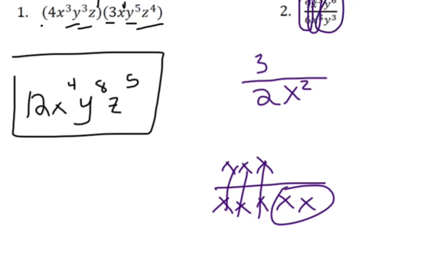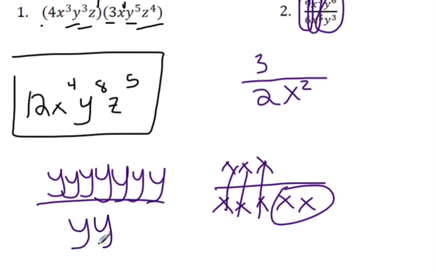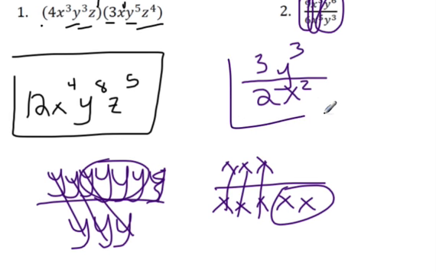Then I have y to the 6 over y to the third. So I have 1, 2, 3, 4, 5, 6 y's on top, 1, 2, 3 y's on the bottom. And when I cancel those out, I end up with 3 y's on top. That should have been 3, I had an extra y there. So that's going to be y to the third. So that's your final answer for number 2.